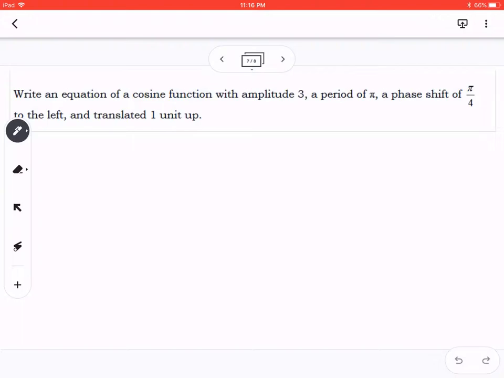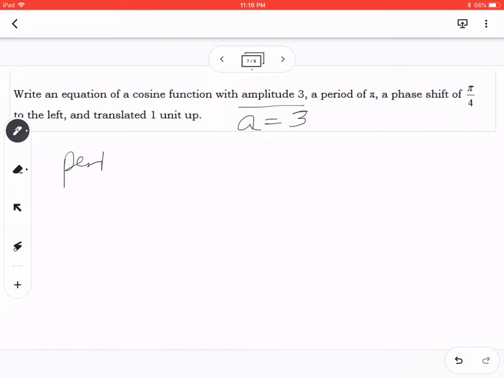Another consideration is that sometimes you're going to be given certain features of a trig graph and you have to write the equation. Here we're told that the amplitude is 3, so we know our a value is 3. We're told that the period is pi. So if we want to have a b value, the frequency, we're going to have to work backwards.